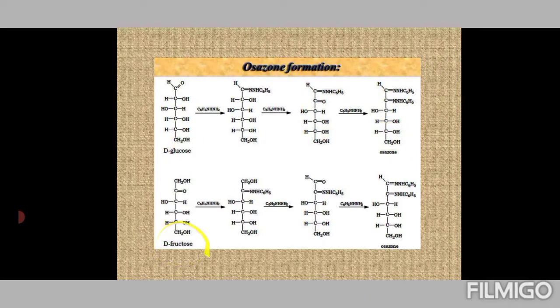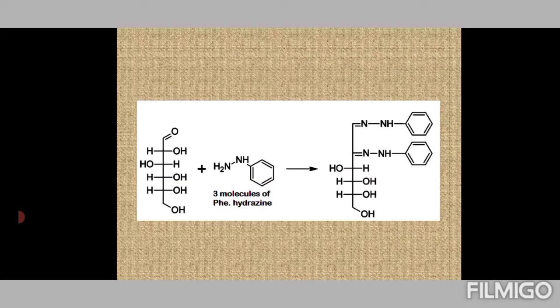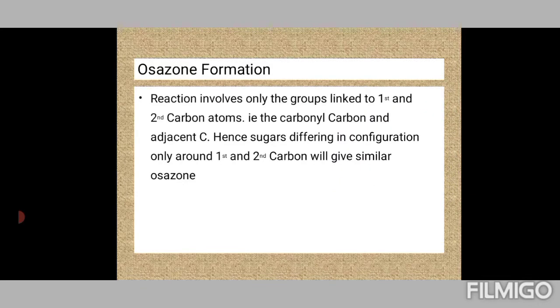This is fructose becoming osazone. And you can note here both the osazones have the same structure, which means the change is in the first and second carbon in the case of glucose, fructose, and also mannose. This is a single step representation for the osazone reaction, 3 molecules back to back, and it becomes like this. So these are the first and second carbons which have changed their structure.